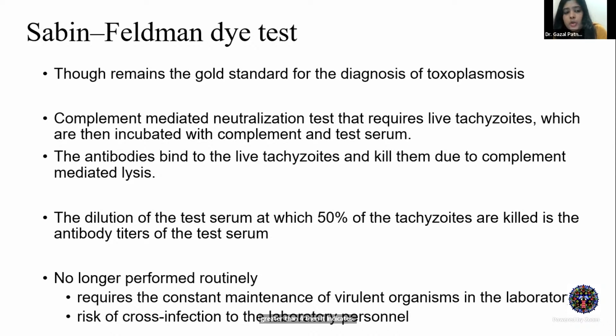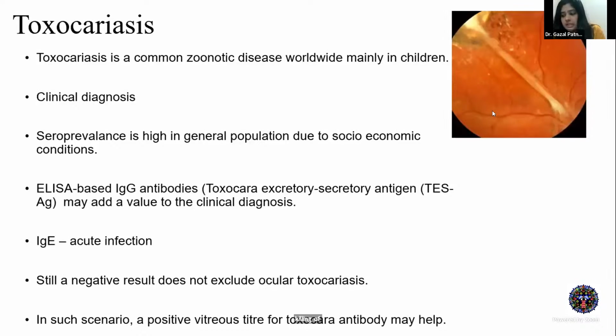Sabin-Feldman dye test, though it remains a gold standard, is a complement-mediated neutralization test that requires live tachyzoites. These antibodies bind to the live tachyzoites and kill them by complement-mediated lysis. So if there is 50% killing of the tachyzoites, that is considered a positive result.